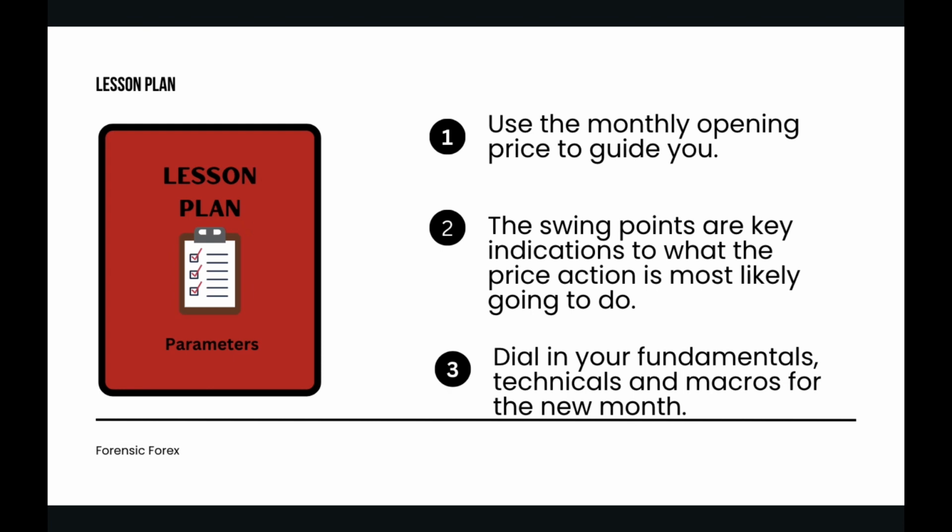Second, the swing points are key indications to what the price action is most likely going to do. Like we've shown throughout the video, if you're getting a higher swing low and a higher swing high, most likely you're in a bullish trend. Now vice versa. If you're getting a lower swing high and a lower swing low, you're most likely in a bearish trend. Don't let that go over your head. It's a very simplistic idea and approach to finding bias.